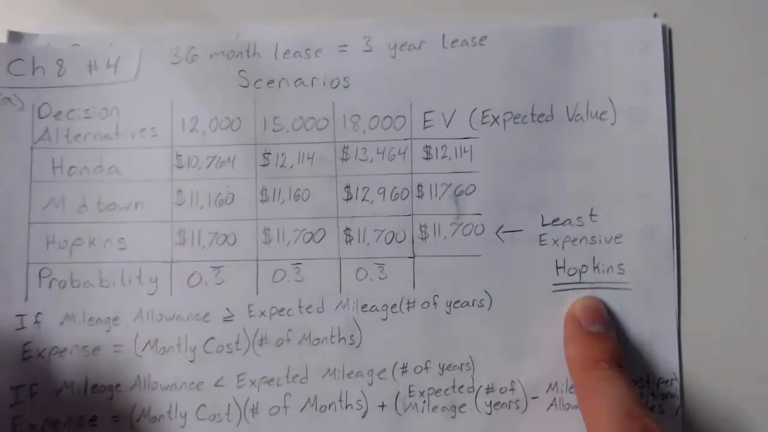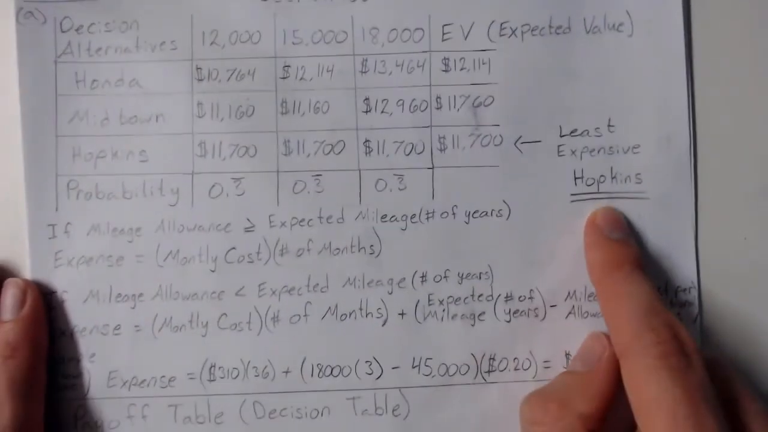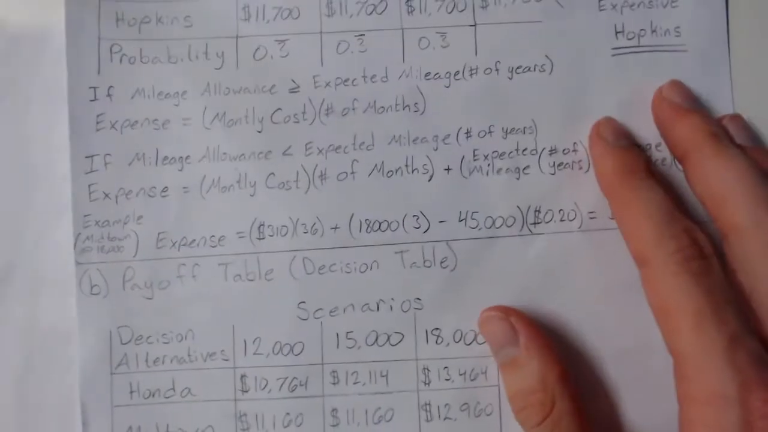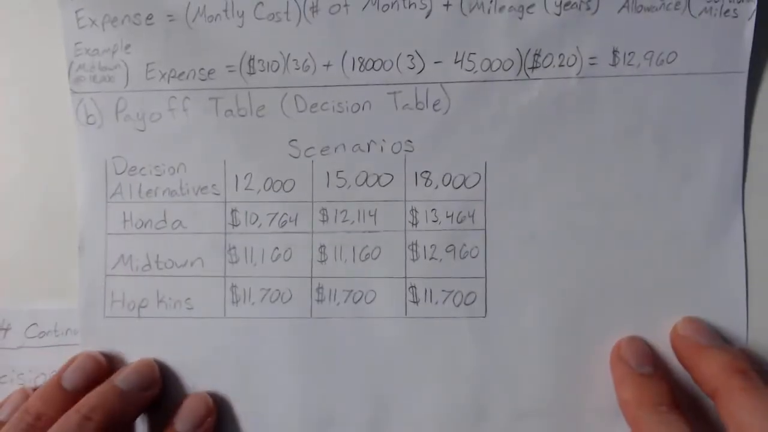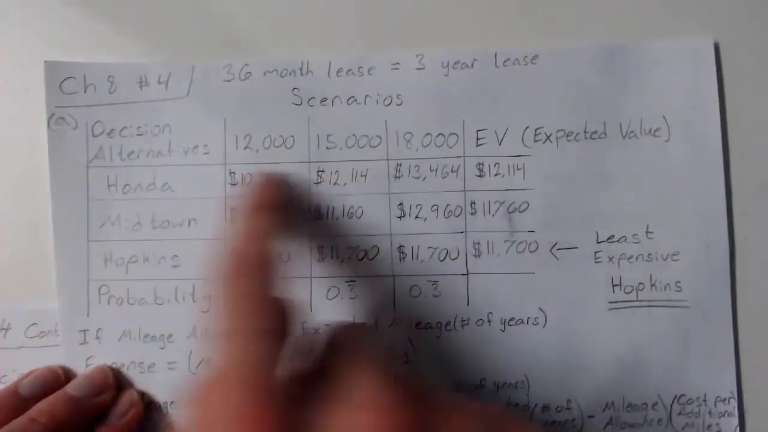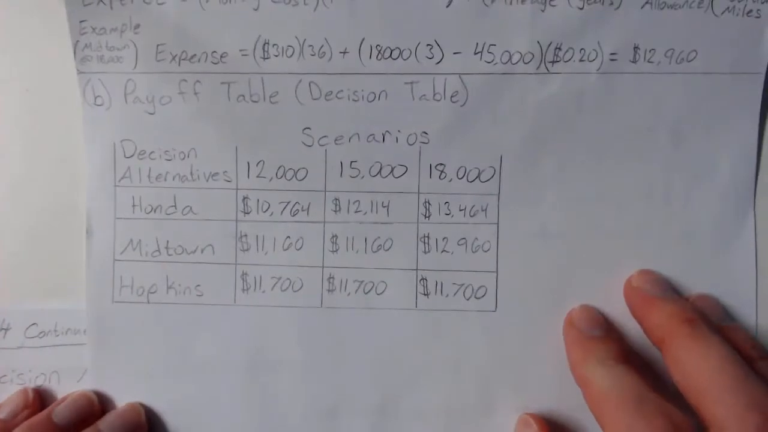Part D goes over expected value, so we'll get more practice with that. Part B, they want us to make a payoff table, which is basically what we did in Part A in order to solve Part A. And so that's just the inside part. That's right here. That's our payoff table, also known as a decision table.